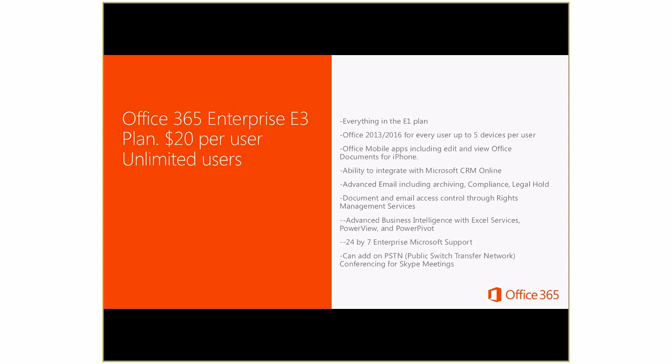Microsoft actually also recently released an E5 plan as well. That E5 plan is everything in the E3 plan, your desktop version of Office and everything like that, but it also comes with that Skype for Business conferencing, as well as the cloud PBX, or that ability to do phone calling. That E5 plan runs for $35 per user per month.